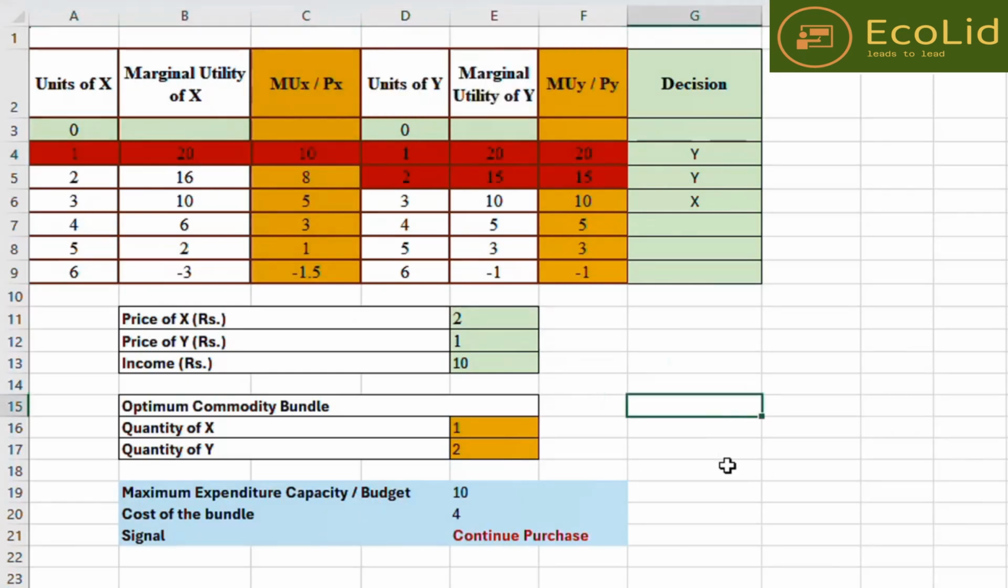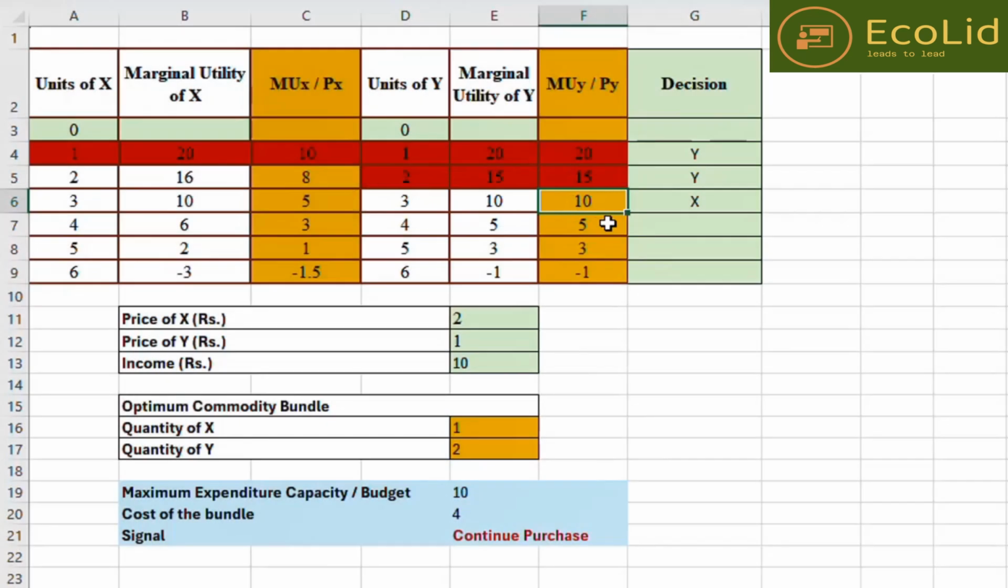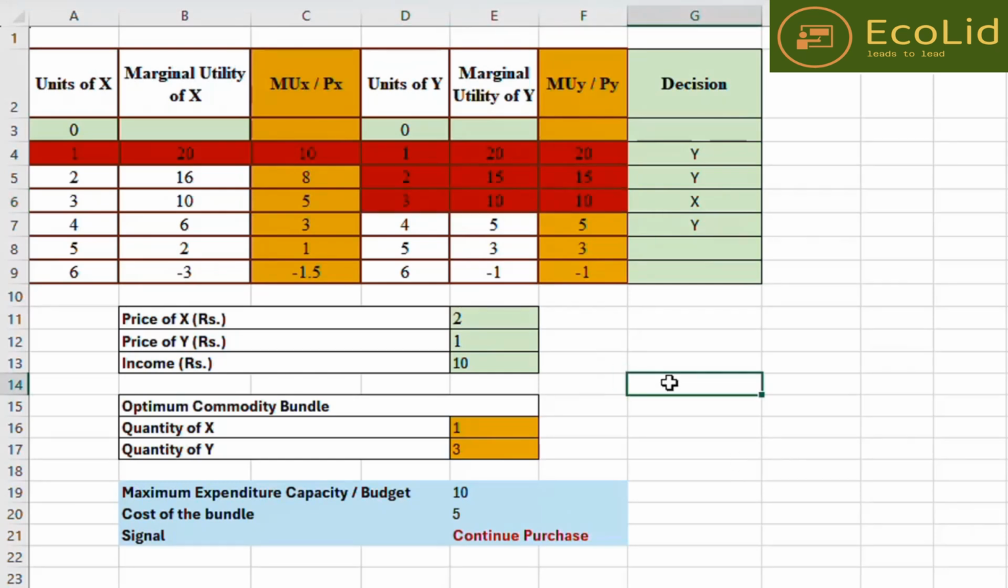Yes. So now the comparison is between the second unit of x and the third unit of y. In this case, definitely the third unit of y is giving more marginal utility after adjusting the price. So what will the consumer buy? In this case, the consumer will buy commodity y. So the third unit of y has been bought. So again we will put a different shade here. So till now we are getting the signal continue purchase. That means the consumer has a few extra amount of money with which he can continue the purchase.